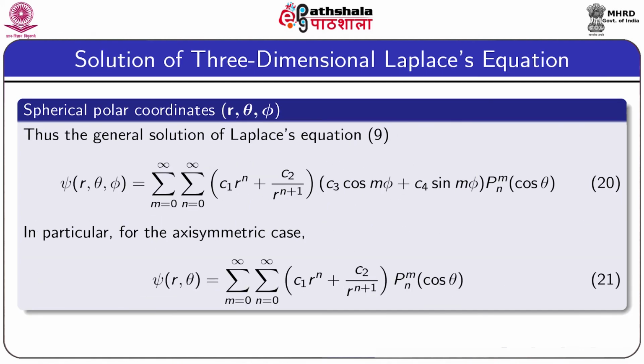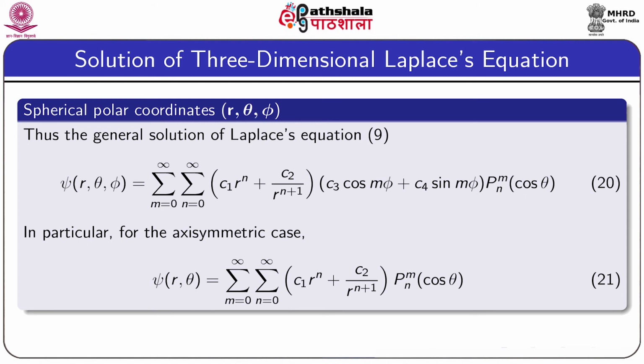Thus, the general solution of the Laplace equation can be written in this way: psi equals the sum over m, sum over n, of (C1 r to the power n plus C2 divided by r to the power n plus 1) into (C3 cos m phi plus C4 sin m phi) into P n m cos theta.